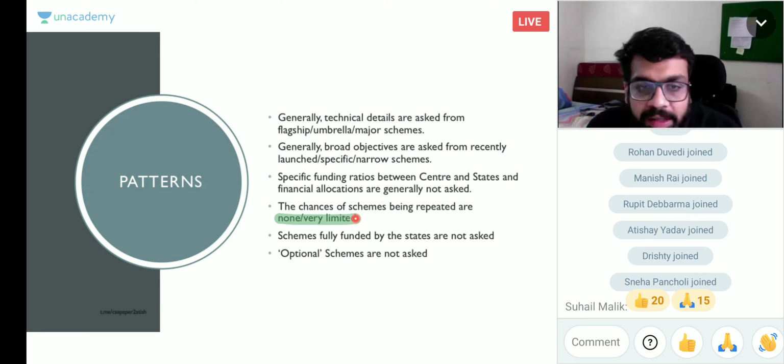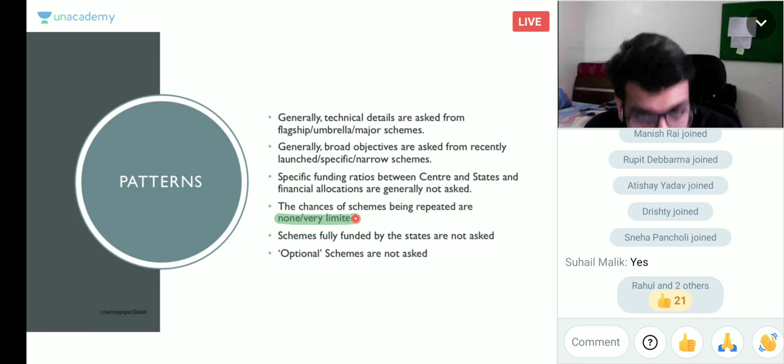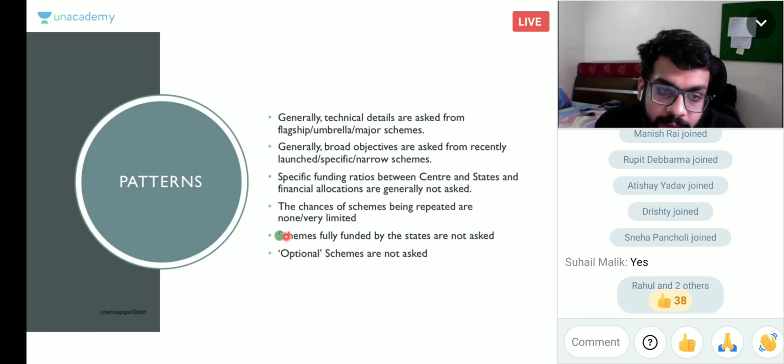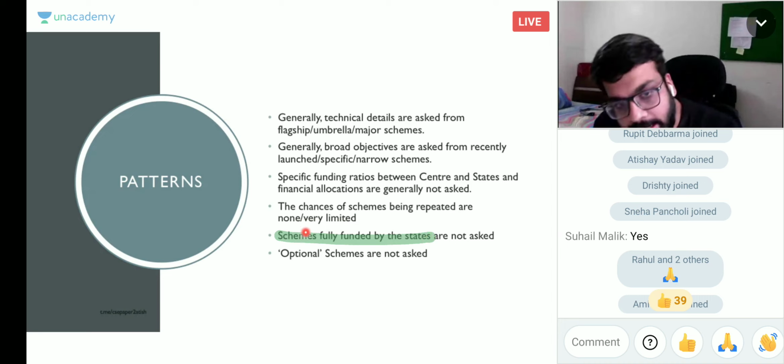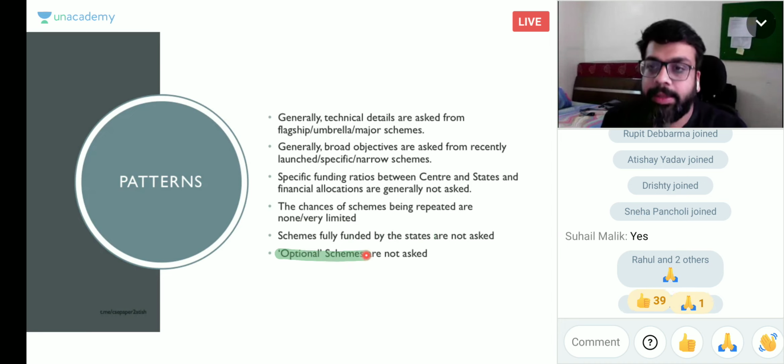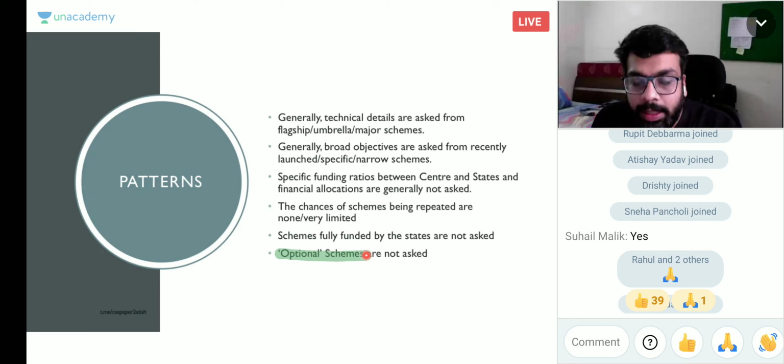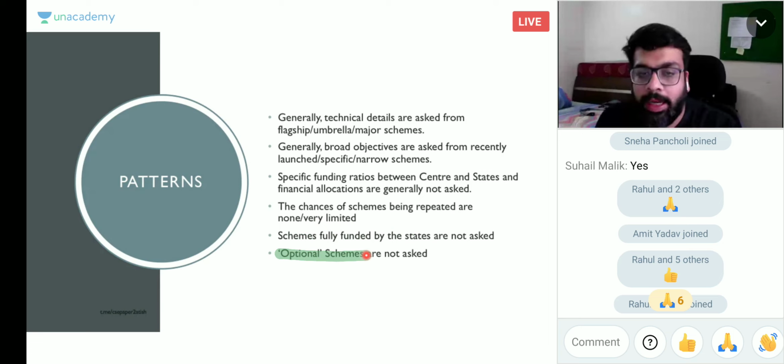In the last 5 years, not a single scheme has ever been repeated in the papers. We've gone through all the questions in a lot of detail. Schemes which are fully and only funded by the states are not asked. And second, optional schemes where the states can opt out and the states can decide to not do this, those are also not asked in the exam.